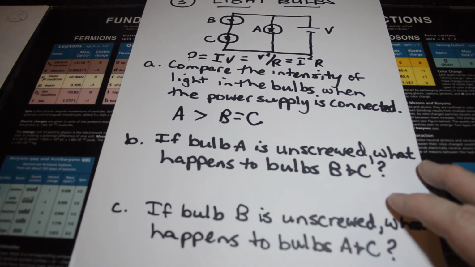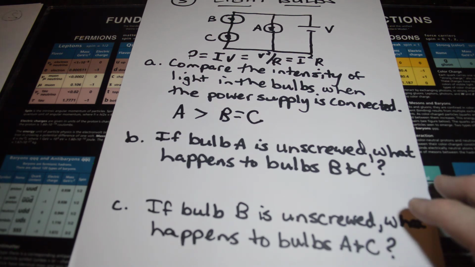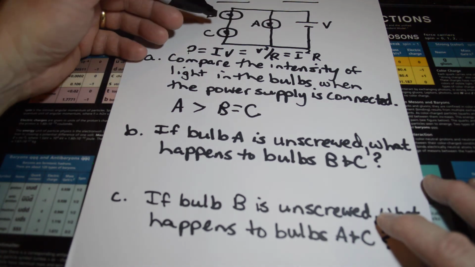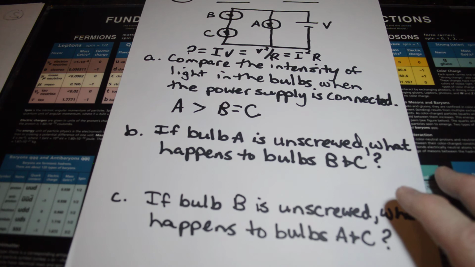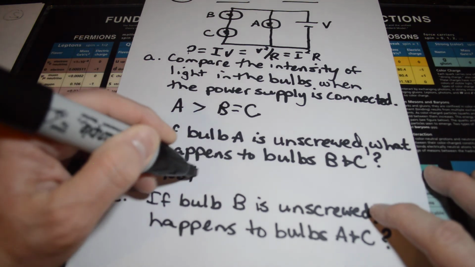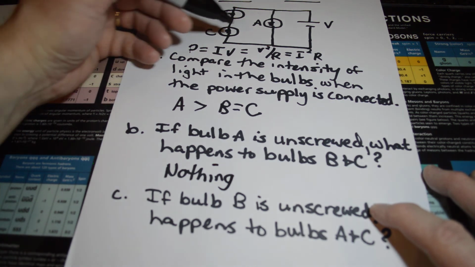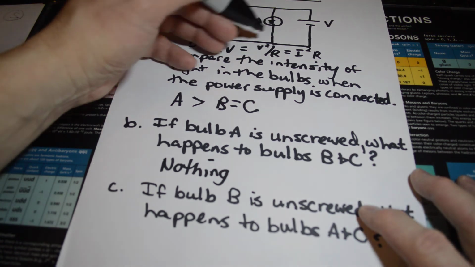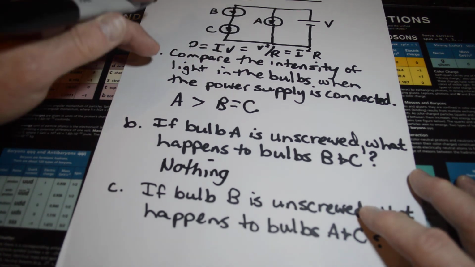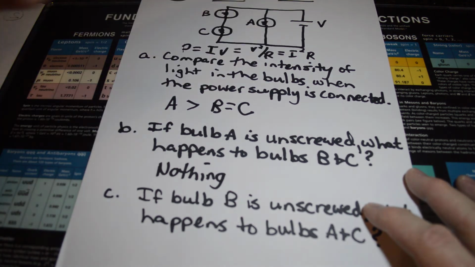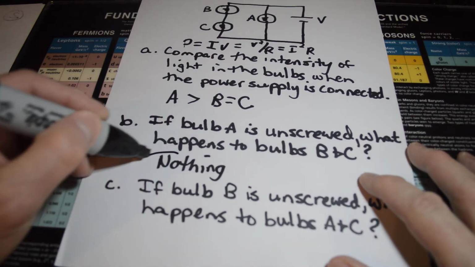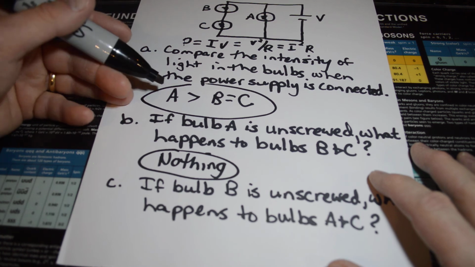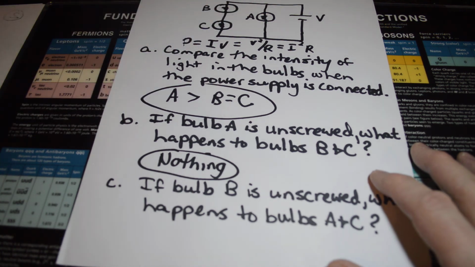I hope that makes sense. Hope I explained that okay. How about if you unscrew light bulb A, what would happen to the intensity of B and C? And the answer is nothing happens to that, because they're effectively still hooked up in parallel with the power supply. Therefore, that's still going to draw the same amount of current through that part of the circuit, therefore the intensity should stay the same. Okay? So the answer to that is I don't think anything's going to happen. The intensity of light bulb A is greater than that of B and C.